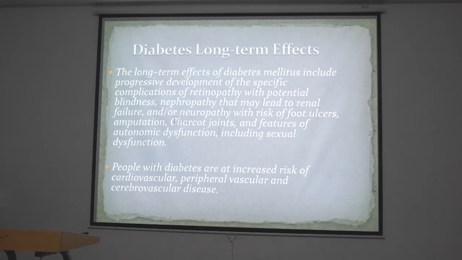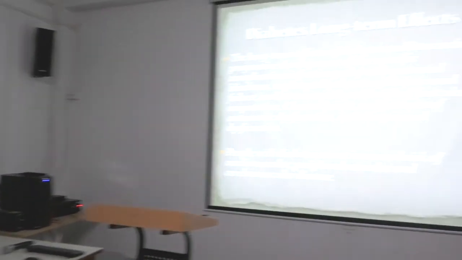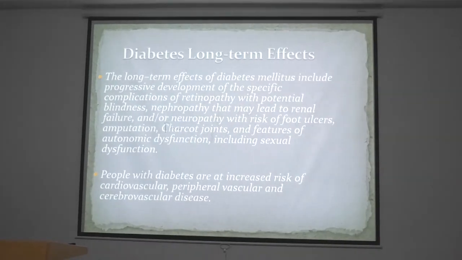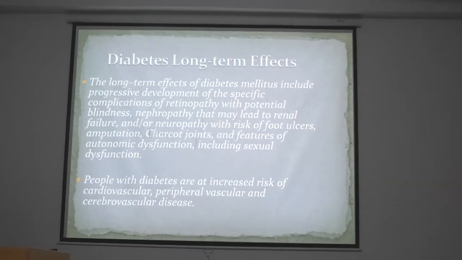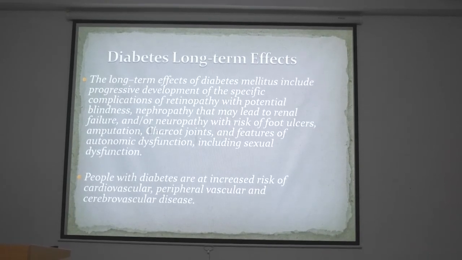Now we see the diabetes long-term effect. If you have any queries regarding any point, you can ask me. The long-term effect of diabetes mellitus includes progressive development of the specific complications of retinopathy with potential blindness, nephropathy that may lead to renal failure, and neuropathy with risk of foot ulcers and amputations. Right?